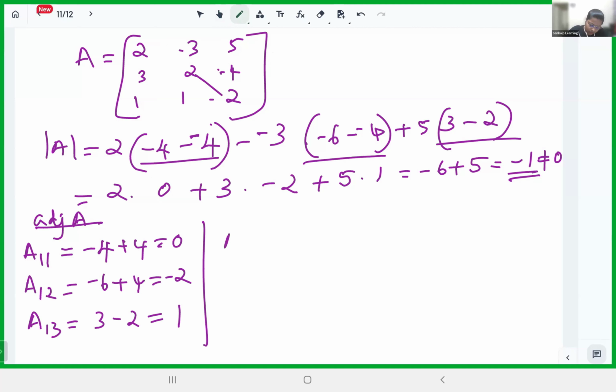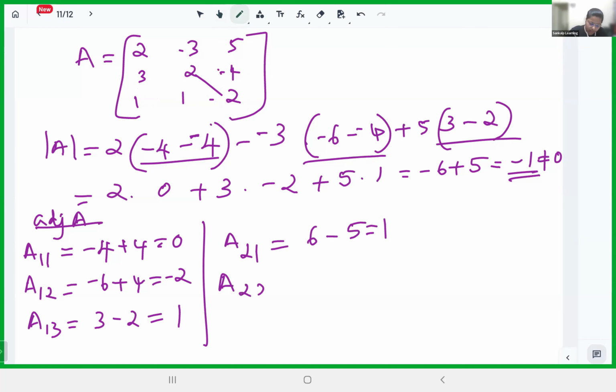Okay, now what about A21? A21 means you have to delete the first column and the second row. So minus 3, 5, 1, minus 2 is pending. So minus 3 into minus 2 is plus 6. Minus 5 into 1 is 5. So this is equal to 1.